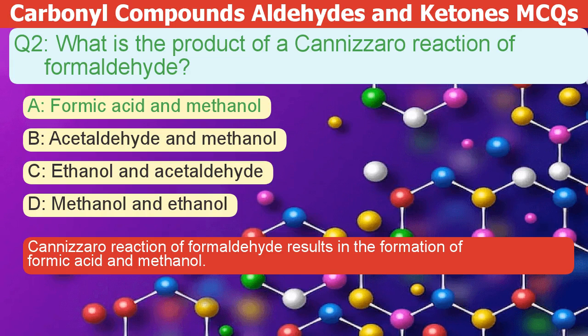The Cannizzaro reaction of formaldehyde results in the formation of formic acid and methanol.